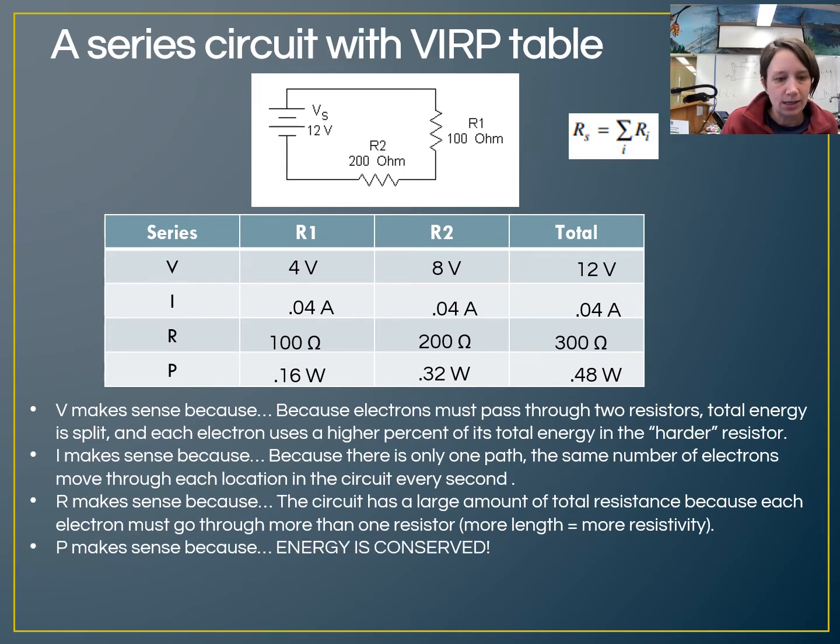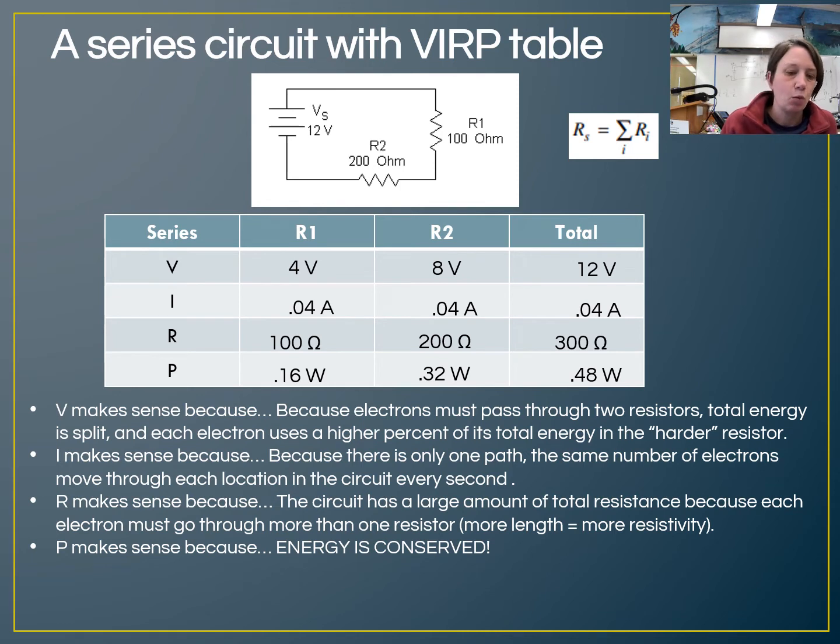And the power makes sense because power fundamentally is energy every second. And what we see is the battery is spitting out 0.48 watts of power. That energy has to go somewhere, right? It has to be used up somewhere. So if I add up 0.16 and 0.32, you get 0.48, and that is a demonstration of conservation of energy.